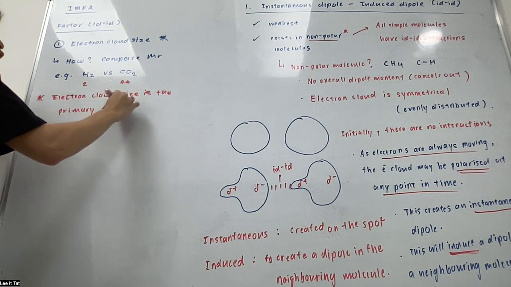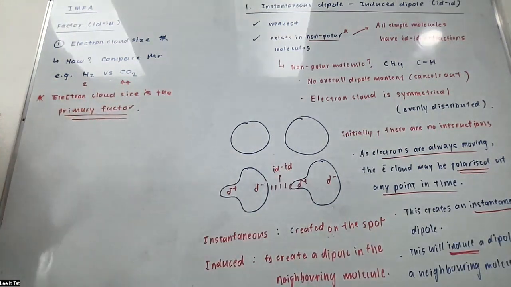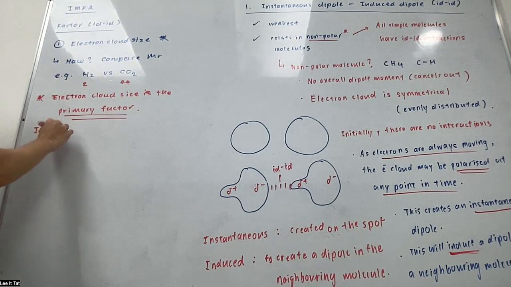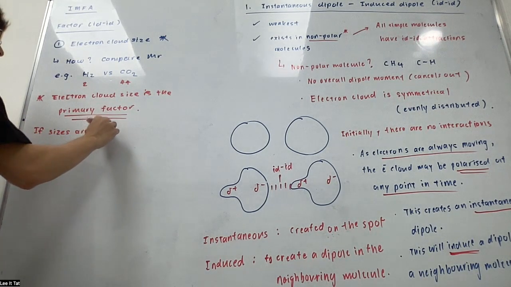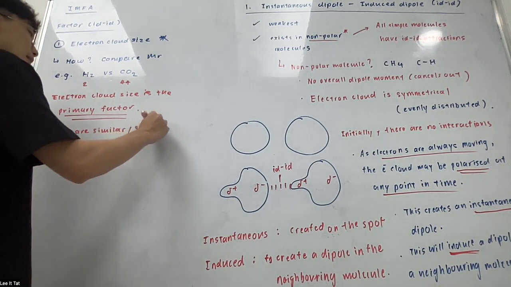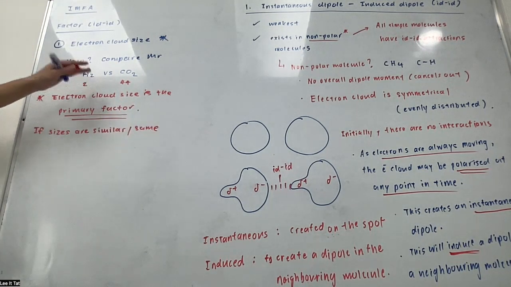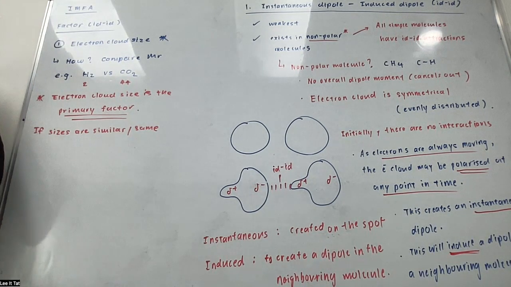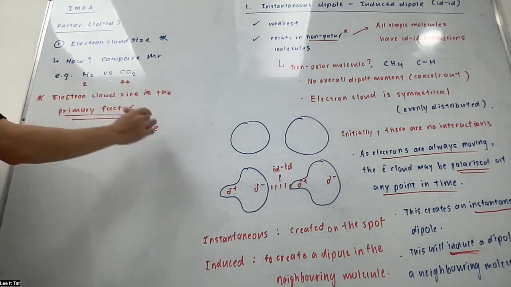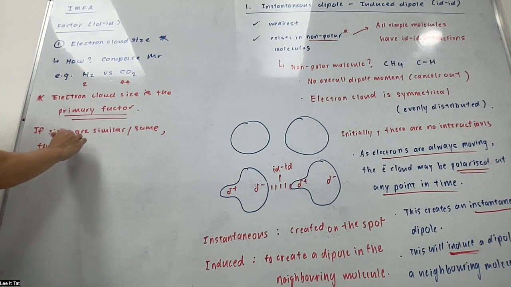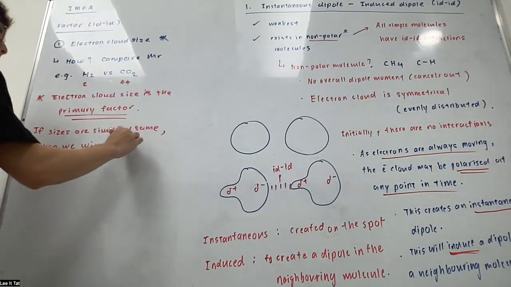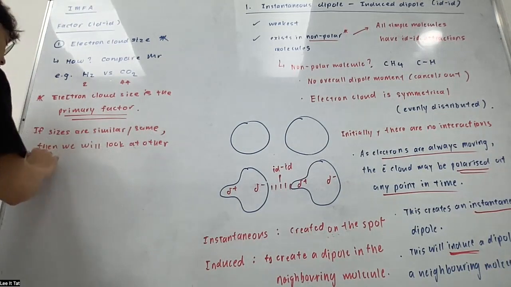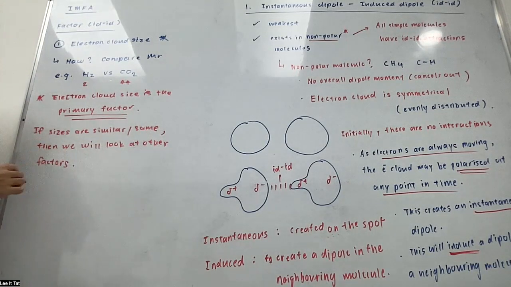Meaning to say, whenever you are thrown two compounds, the very first thing that you must look out for is their size. If, let's say, the sizes are similar or the same, then can we compare the size still? If the Mr of one is 42 and the other is 44, can we still compare the size? Not really, right? It's very, very similar in size. So if you can't compare the electron cloud size, then we will look at other factors. Later we'll discuss what the other factors are.